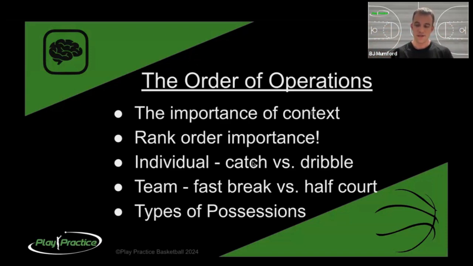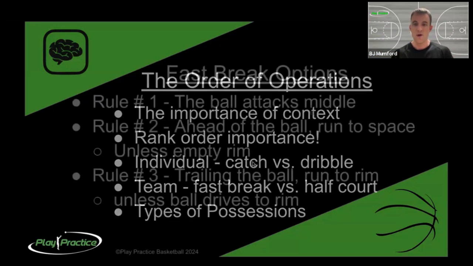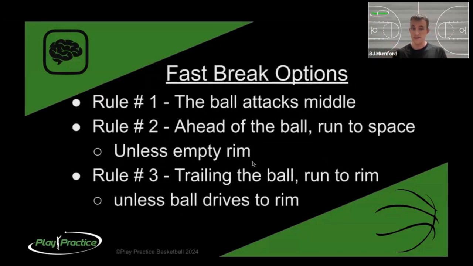And so we're going to dive into what it looks like in a fast break setting based on where you are and where the ball is. So our order of operations in a fast break. Rule number one, the ball should attack the middle of the court. So if you get the ball, attack toward the middle. If you don't have the ball, you should expect the ball to attack the middle and you should get out of the way.